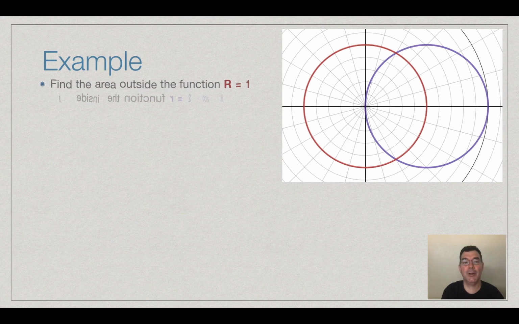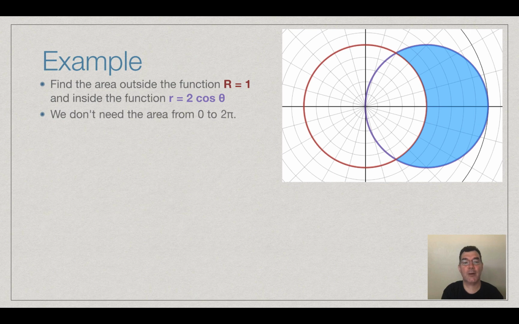All right, so here's an example. I want the area that is outside of the function r equals 1, and that's the red circle, but inside the function r equals 2 times the cosine of theta, and that's the blue one there. So that's the area that I want. So how do I find that? I don't need to calculate the area all the way from 0 to 2 pi because the area isn't covered by that many values of theta. So I just need to figure out where the area actually starts according to theta and where it actually stops according to theta, the angle.